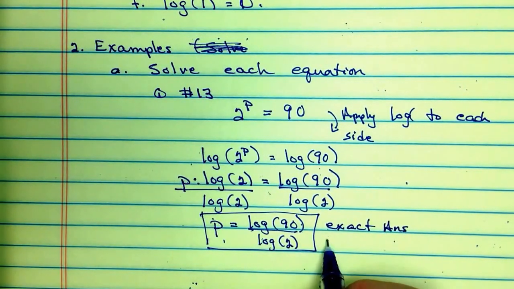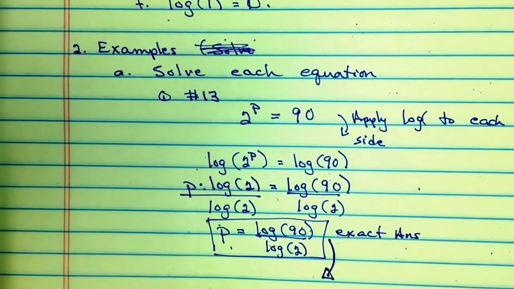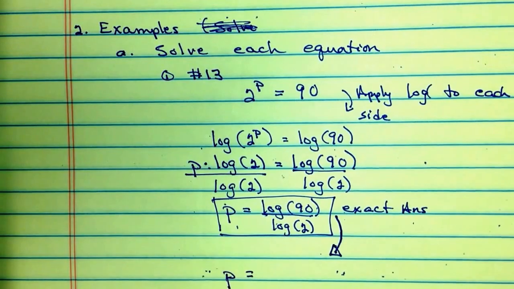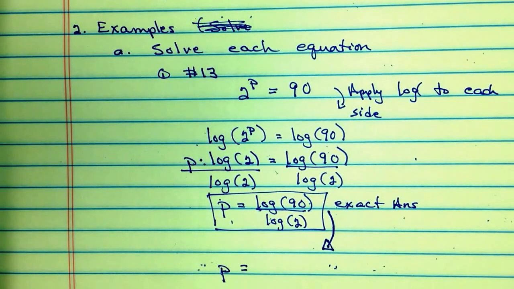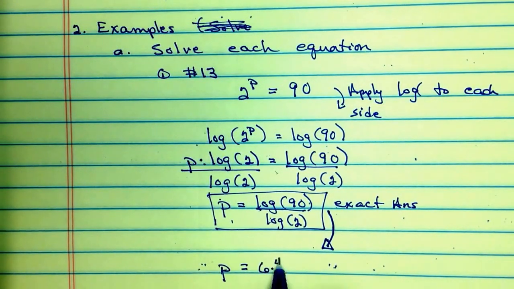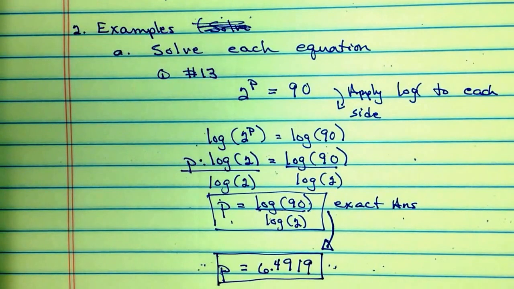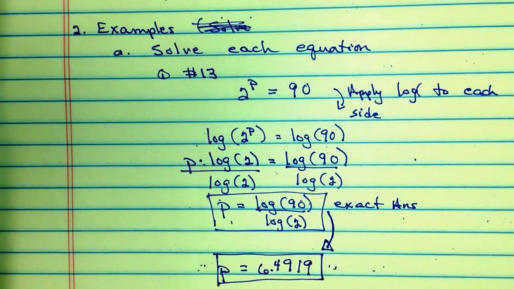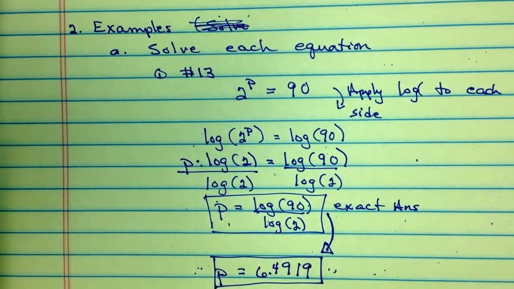Alright, but then if we want a decimal, then after you get the exact answer, you can plug it in your calculator and you get p equals, let's see, log of 90 divided by log of 2. You get 6.4919. Okay, so this is the non-exact answer. That's the rounded answer.